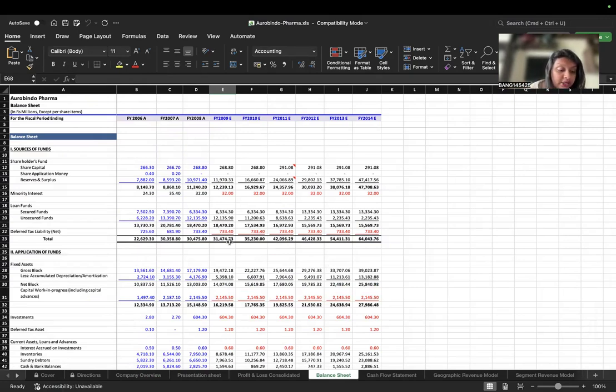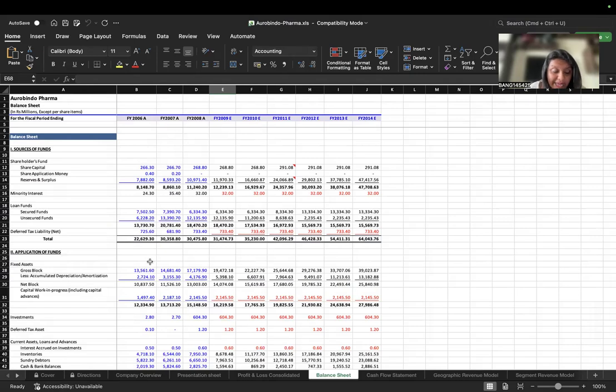So here, a company can be a profit machine on paper, but if its financial structure is unsound, it can collapse like a house of cards. The balance sheet is a fortress that must withstand an economic storm. Let's open the balance sheet and assess Aurobindo's fortifications.